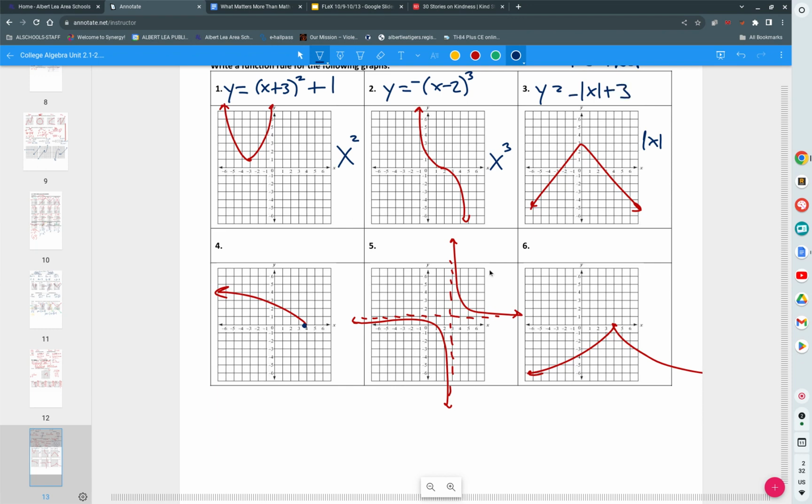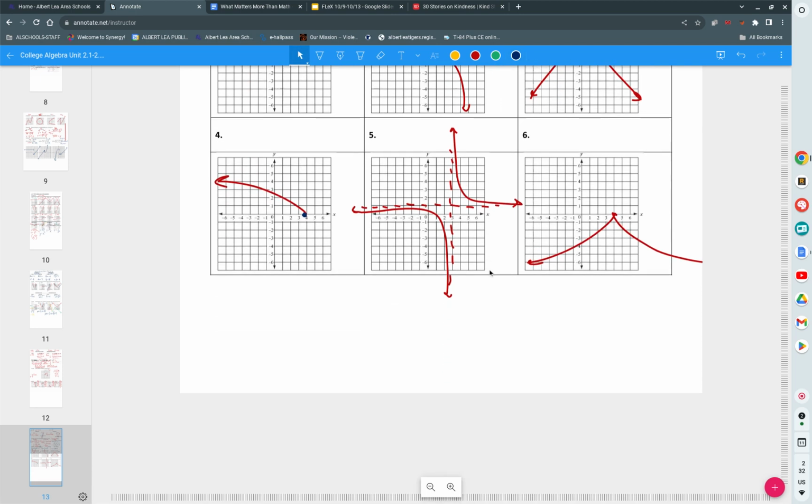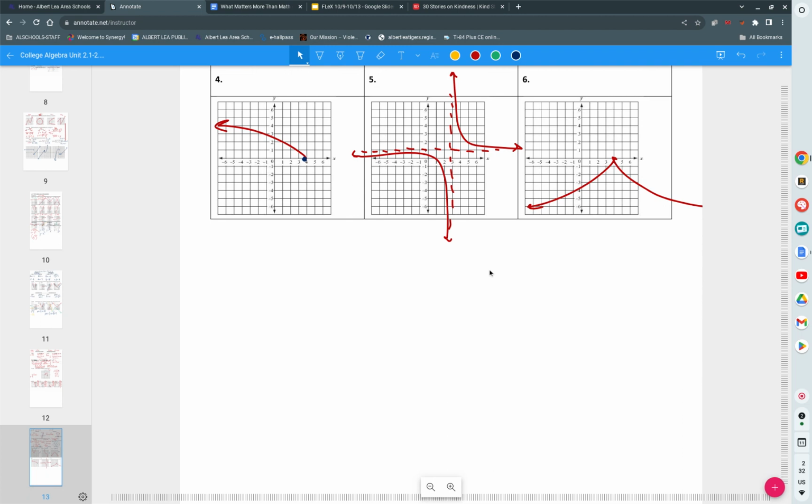You should have negative absolute value of x plus 3. Notice the plus 3 is on the outside because it is a vertical shift. We're okay with that? All right, number 4 is the one that people get wrong most often. I would say over 50% of classes get number 4 wrong. You try it on your own. Works a lot better if you try it on your own than me just doing it. If the teacher does all the problems, it looks easy.